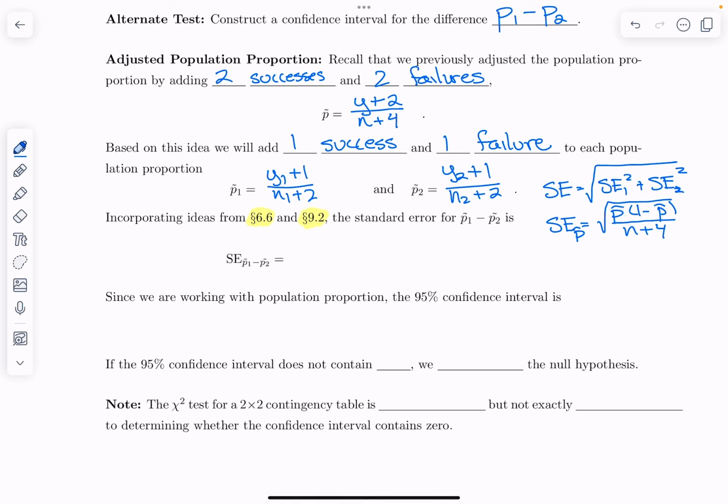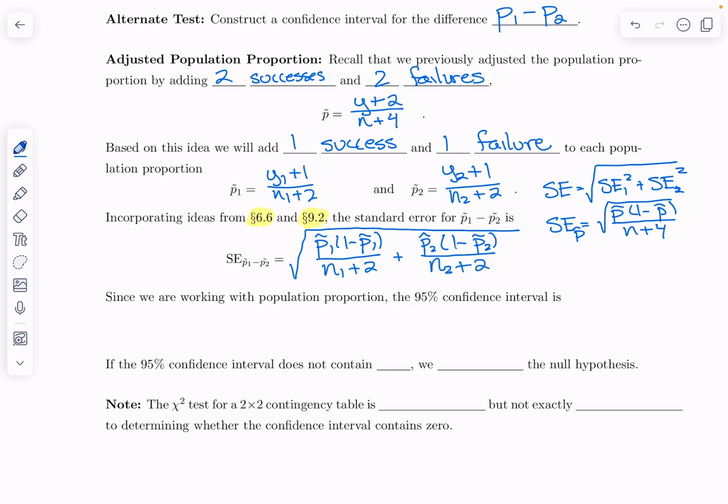So I'd like to combine these 2 ideas to come up with a new formula for standard error. And so that formula for standard error will take the square root of the sum of the squares of the standard errors for the 2 populations. So here it would be p1 tilde times 1 minus p1 tilde over n1 plus 2. Okay, because when I adjusted my population proportions, I only added 2. So I'm going to add a plus 2 there instead of 4. And then I'm going to do p2 tilde times 1 minus p2 tilde divided by n2 plus 2. And so that will give my standard error formula.